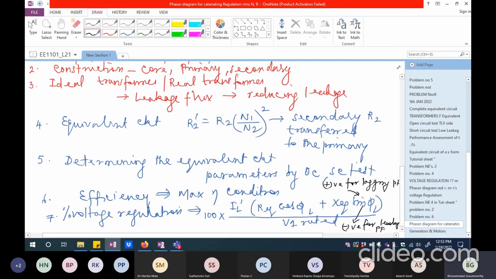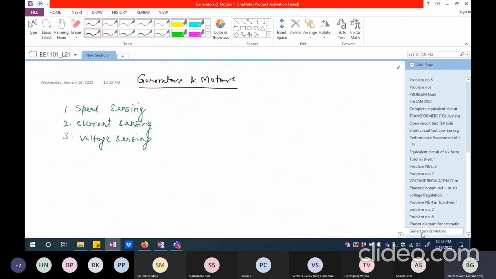I thought before I conclude everything for this course, I will give you a kind of qualitative explanation, a little bit about first generators and motors, and also some kind of sensors and transducers.